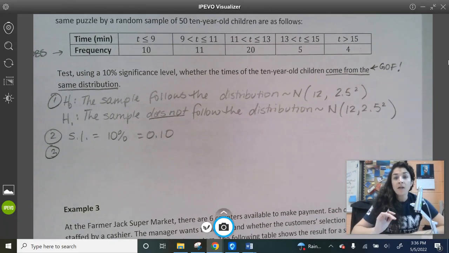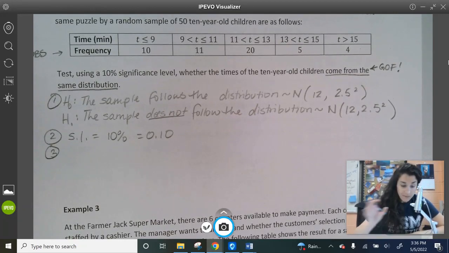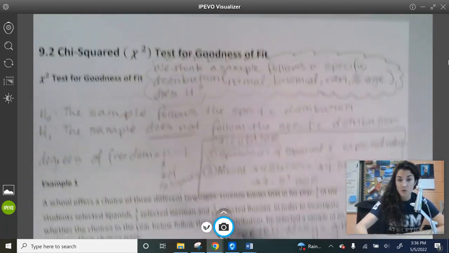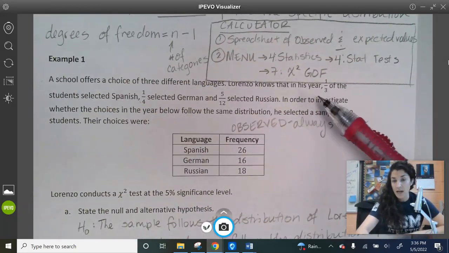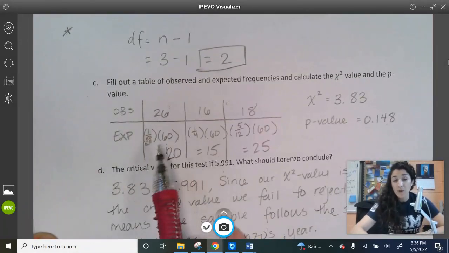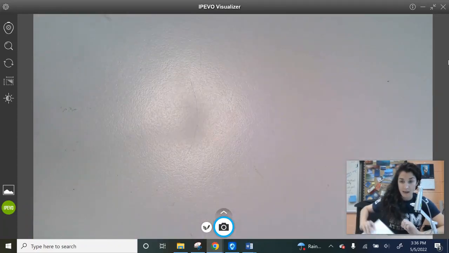expected value. So this is how we need to go through now and think about, okay, well, how do we expect it to go? In example 1, we expected it to follow a certain percentage or probability breakdown, right? We said, okay, a third, a fourth, and 5/12. So we had to go through and calculate what is a third, a fourth, and 5/12 in order to get our expected values.